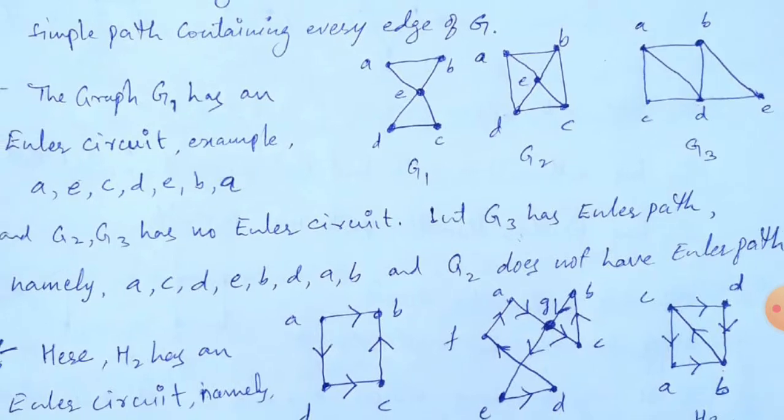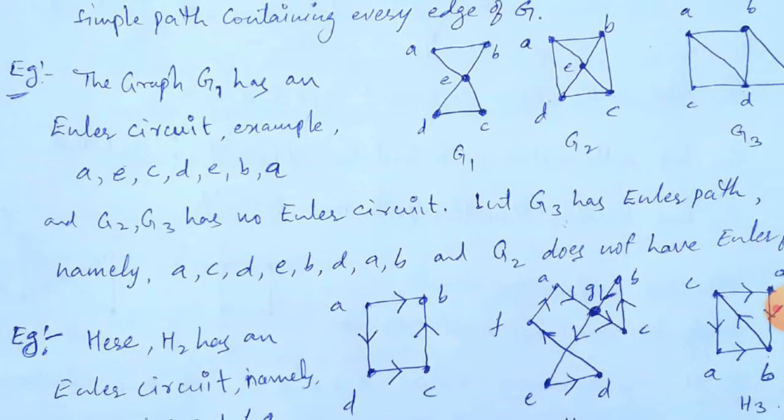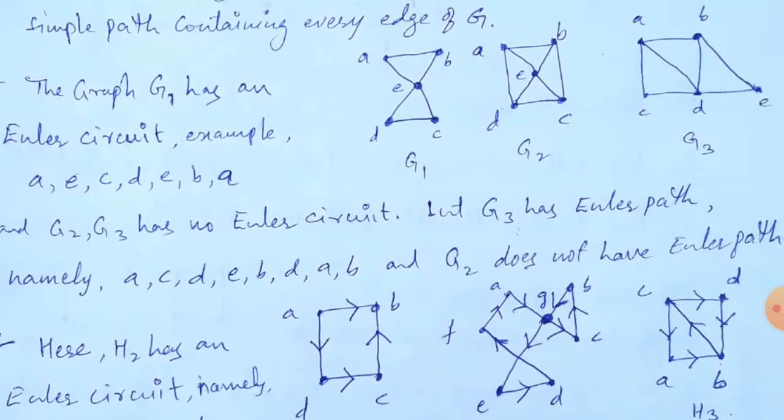Okay, so you observe this one in G2, in G3. We are visiting all the edges. We are coming to A again, but where the end is B here, not A. Again, if you end with A, then the edges may be repeated. That's why Euler circuit is not there. So here Euler path is there.